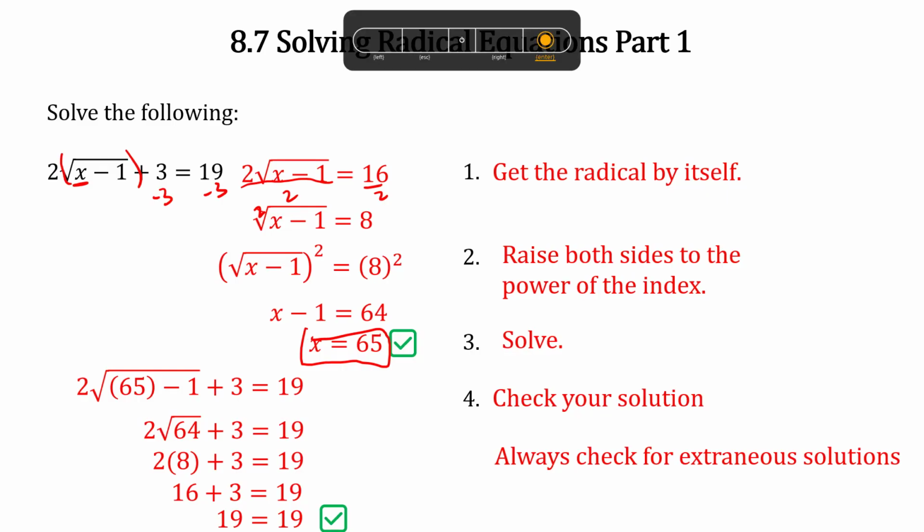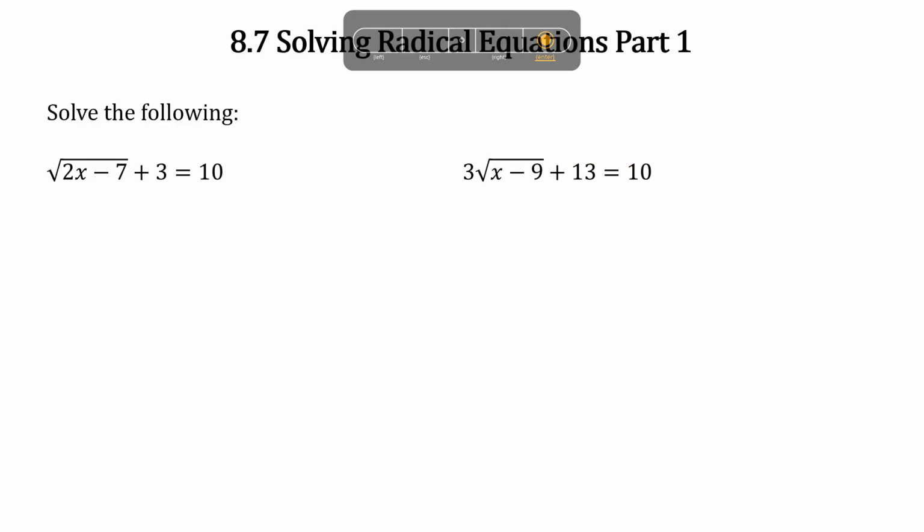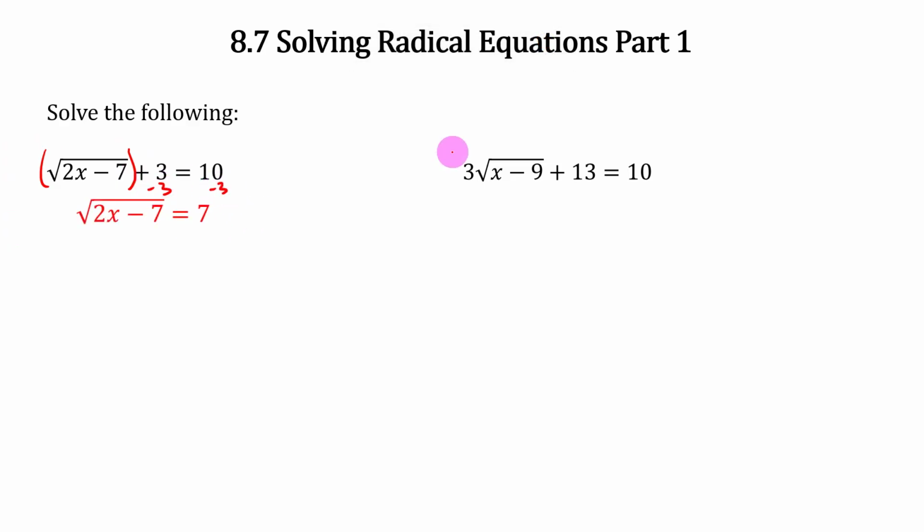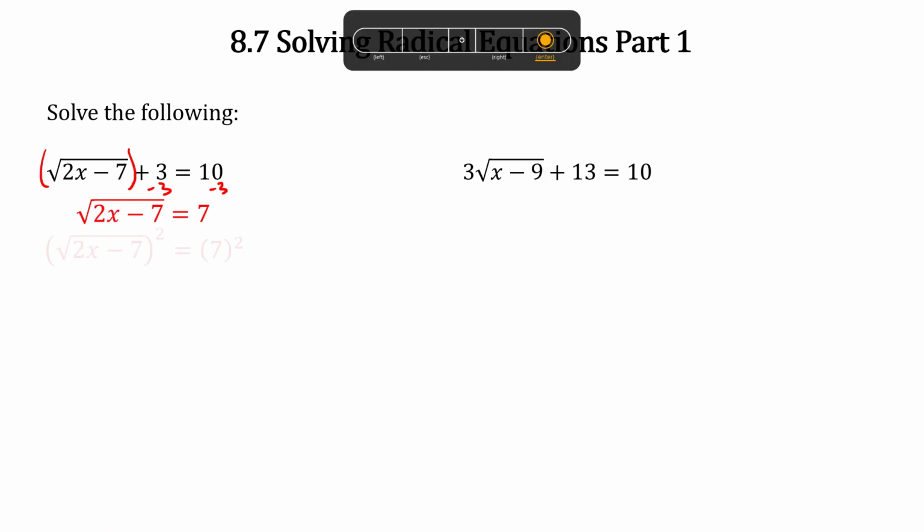Okay, let's try another one together. And then I'm going to have you do one. So we're going to start by getting the radical by itself. So I'm going to subtract 3, minus 3, minus 3. Now I've got my radical by itself. I'm going to square both sides.